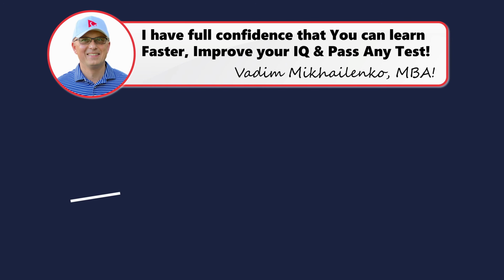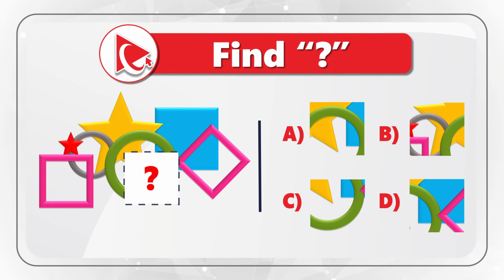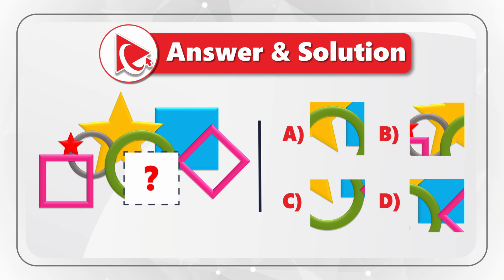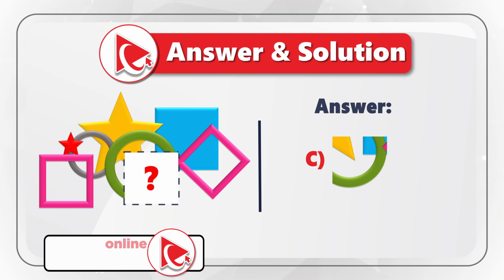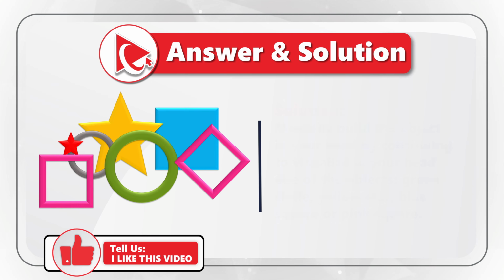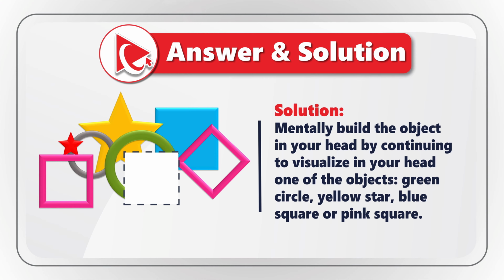I'm pretty sure you got it because I'm moving forward to share with you my version of the answer. And obviously, if you have a better way to solve it, please make sure to post in comments. The correct answer here is choice C. Let's confirm and verify it by moving this choice to fill the gap. To solve these types of challenges, you need to mentally build the object in your head by continuing to visualize in your head one of the existing objects in the picture.